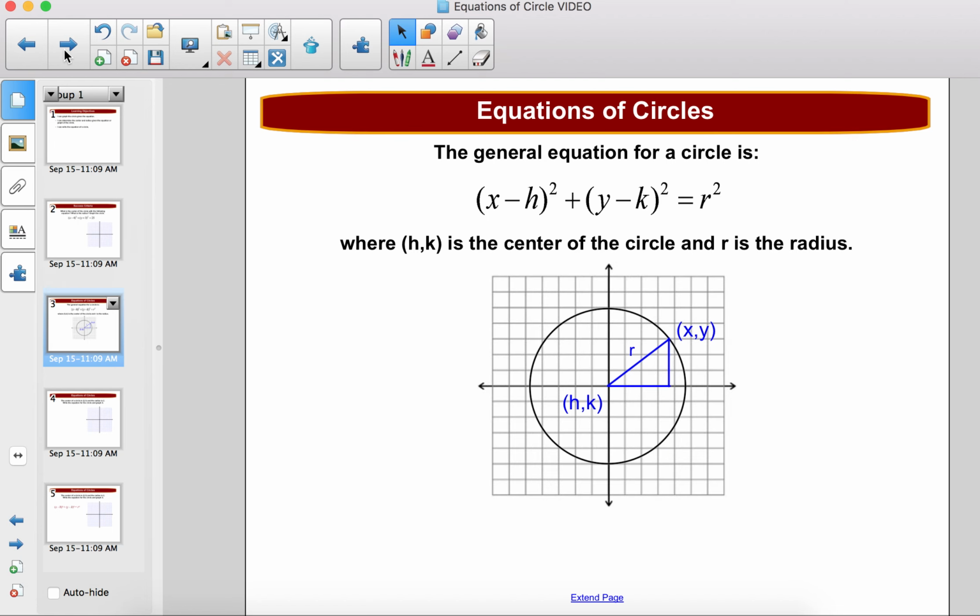So first off, you need the general equation. So I believe this is in your notes packet. There's a spot for you to write down this equation right here. So take a moment, pause the video as necessary, and write this down in your notes packet.